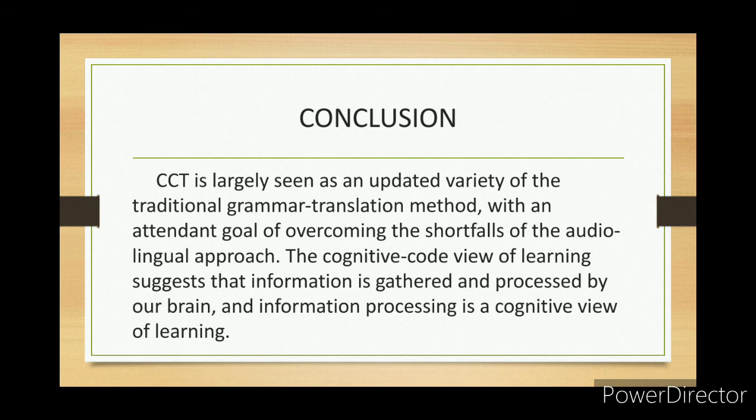Conclusion. So to sum it up, CCT or cognitive code theory is largely seen as an updated variety of the traditional grammar translation method, with an attendant goal of overcoming the shortfalls of the audiolingual approach. The cognitive code view of learning suggests that information is gathered and processed by our brain, and information processing is a cognitive view of learning.